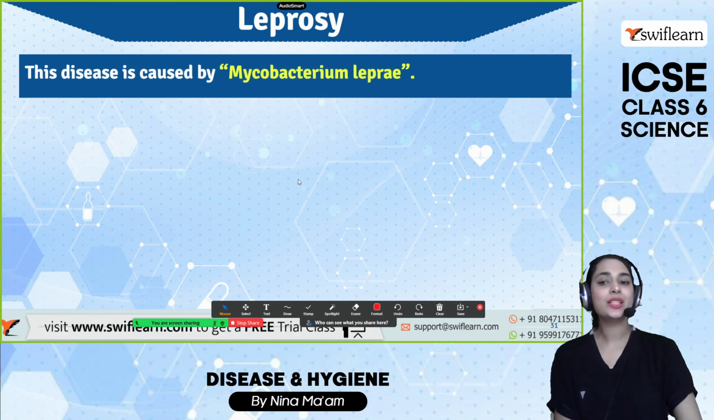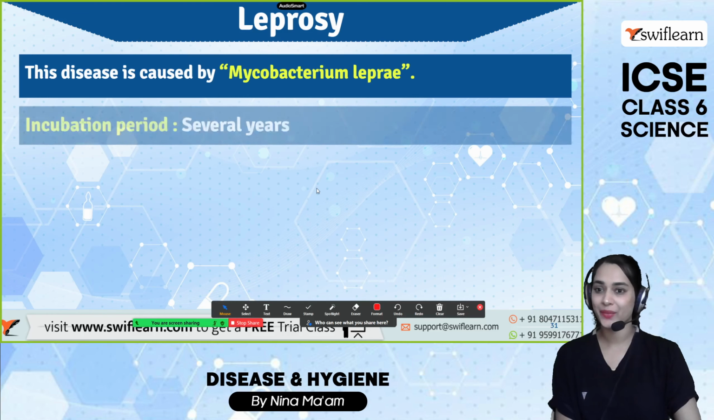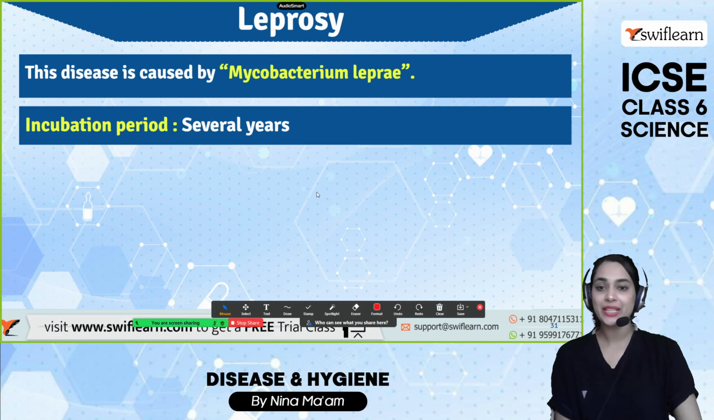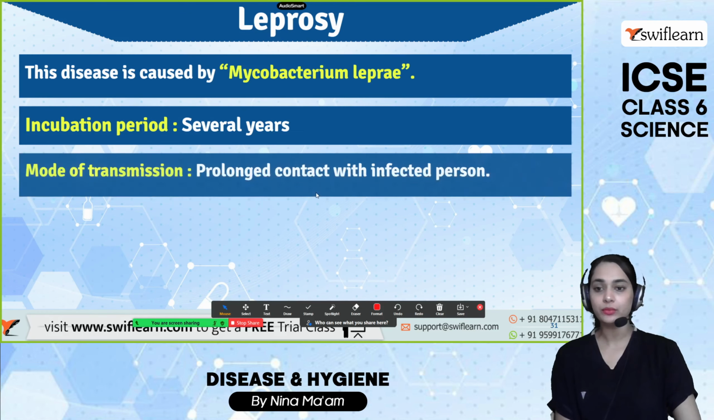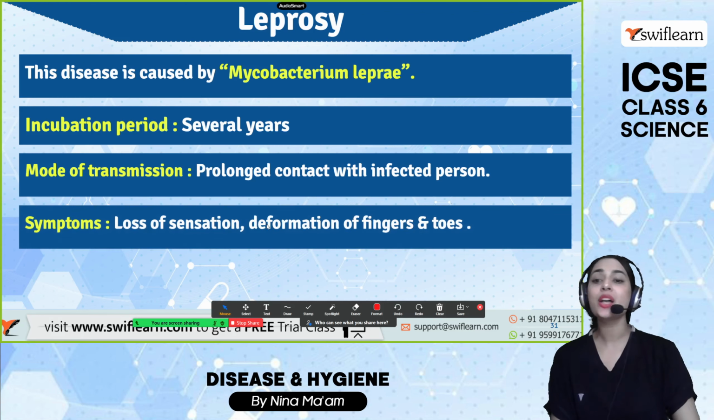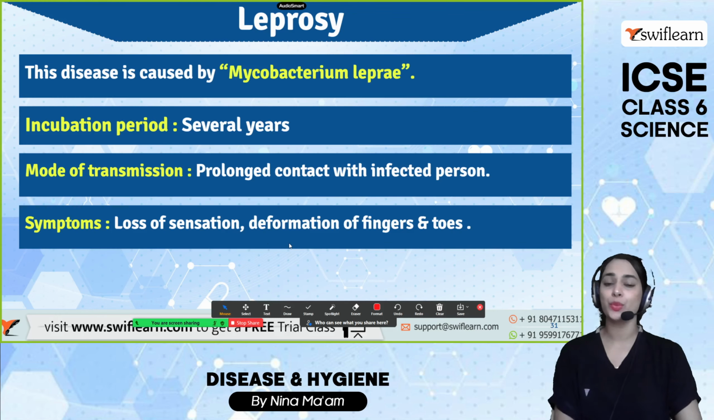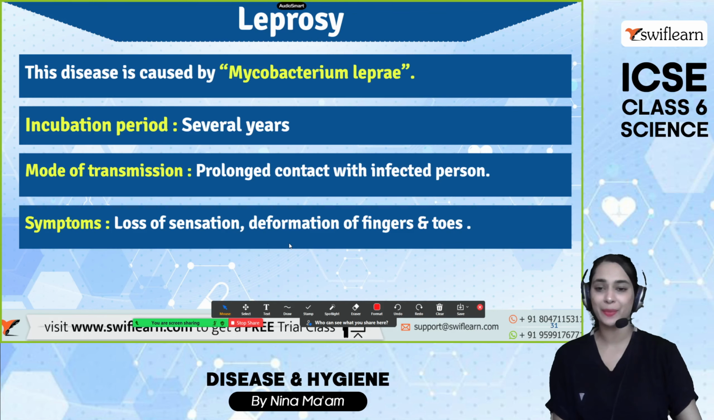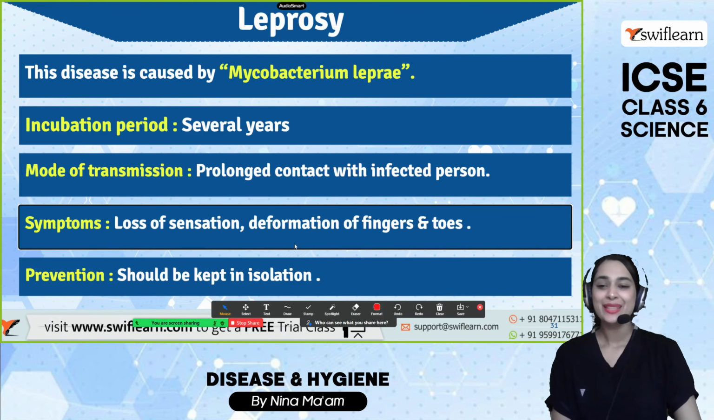Leprosy. This disease is caused by Mycobacterium leprae. The incubation period is several years. The mode of transmission is prolonged contact with the infected person. What are the symptoms related to leprosy? Loss of sensation and deformation of fingers and toes. We won't be able to feel anything by sensation. Keeping the patient in isolation is the only method of prevention for leprosy.